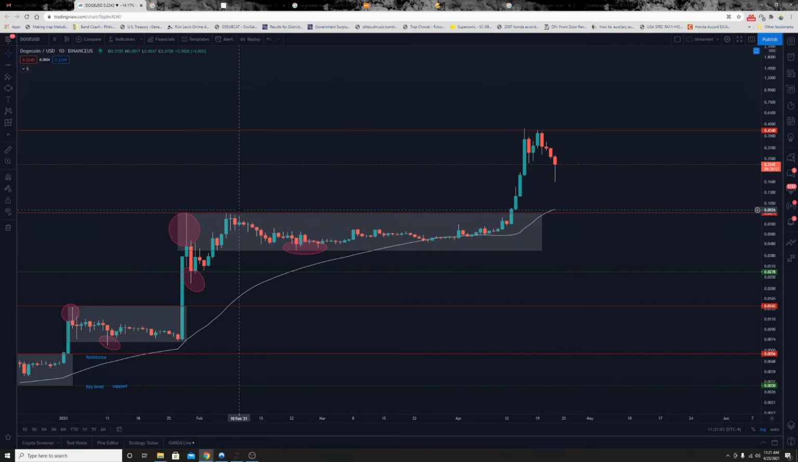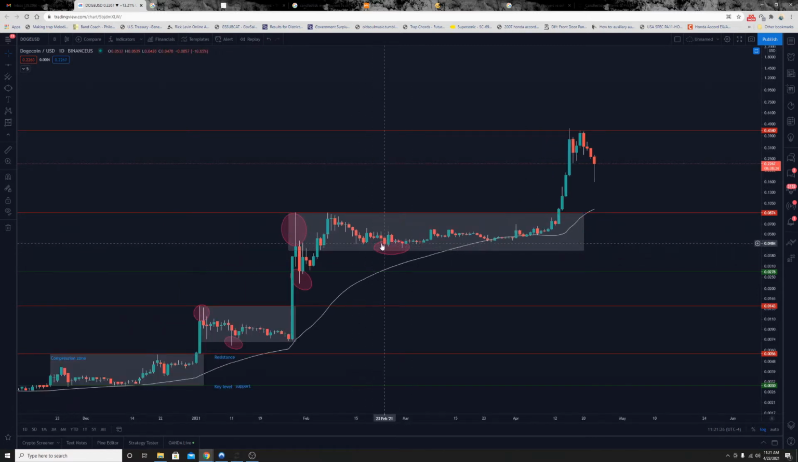But then you would look for a retest of the key level of resistance again, and a higher low. So this was a low, and this was a low. But as you can see, this was a higher low respecting the compression zone. Okay, so that's your confirmation. You want to get in trade here, really. You want to buy here.